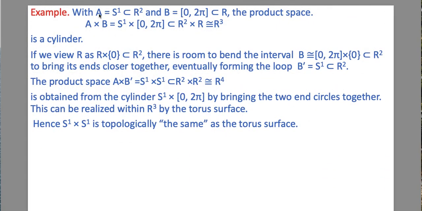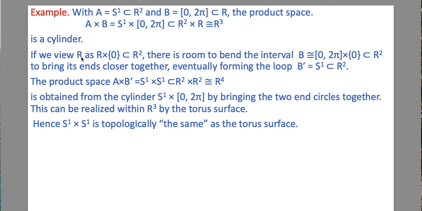Suppose we write A equal to S1, which is a subset of two-dimensional real space, and B equal to the closed interval 0 to 2 pi, which is a subset of R. Then the product A cross B is equal to S1 cross 0 to 2 pi, and this is a subset of R square cross R, which is equivalent to R cube, and A cross B is a cylinder.